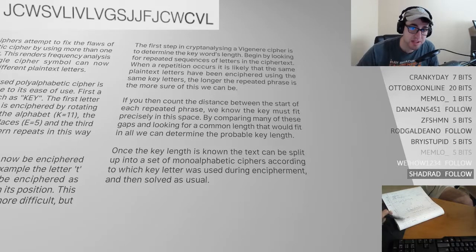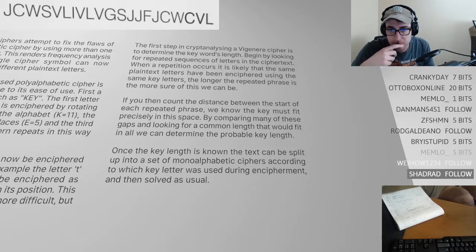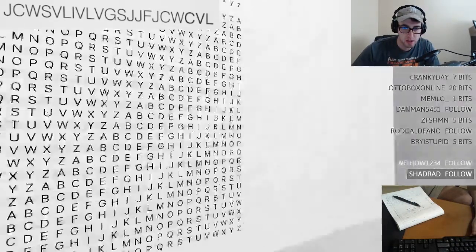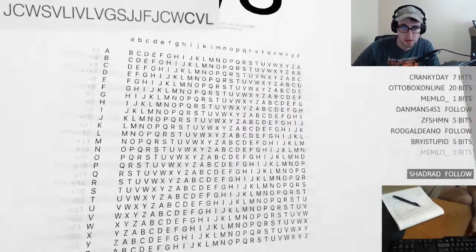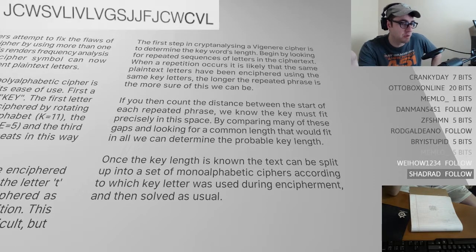If you count the distance between the start of each repeated phrase. No, it doesn't punish you if you put the wrong answer in. By the start of each repeated phrase, we know the key must fit precisely in that space, because the first one would have to be on the first thing of both of those. According to which key letter was used during encipherment, but we don't know that. How do we know what key letter was used during encipherment?